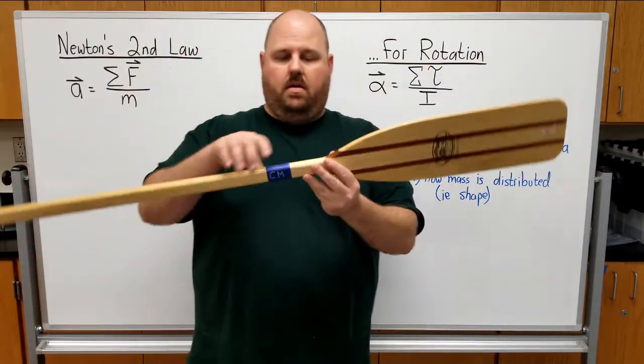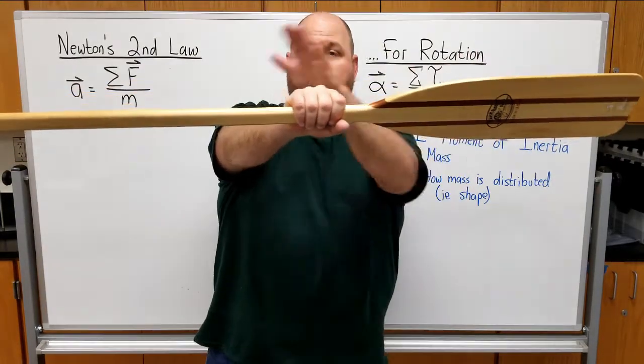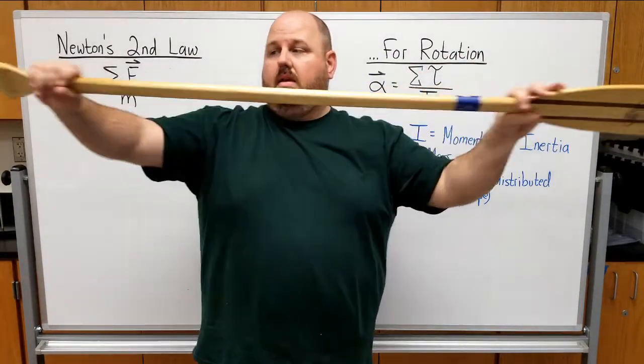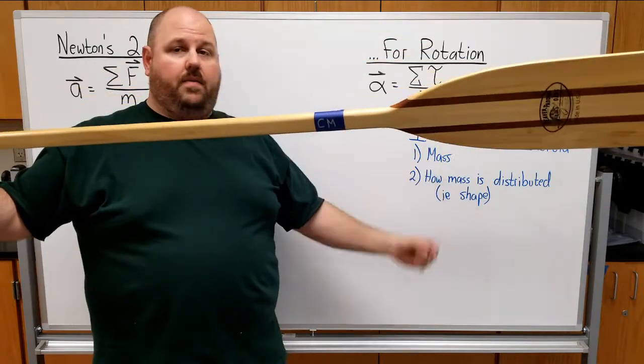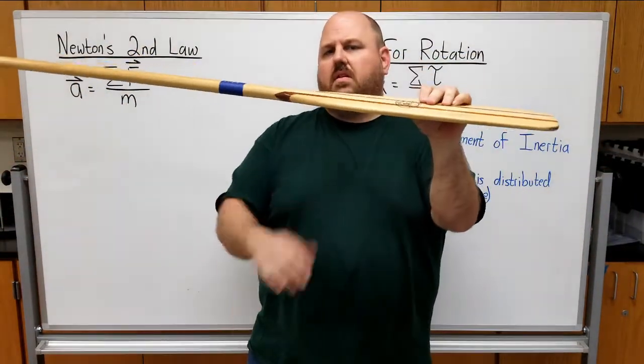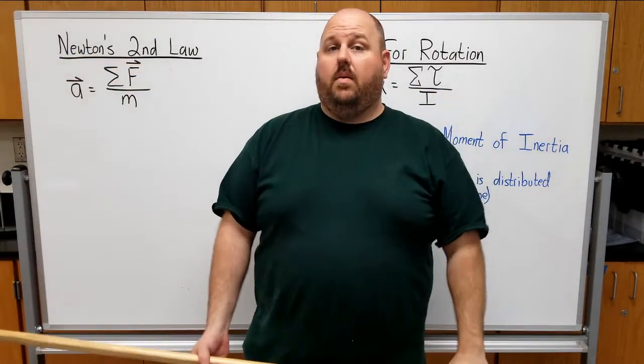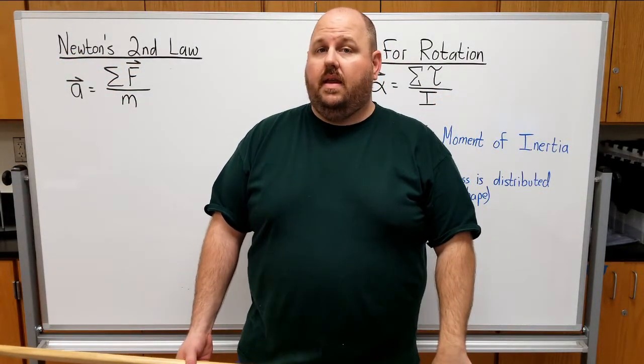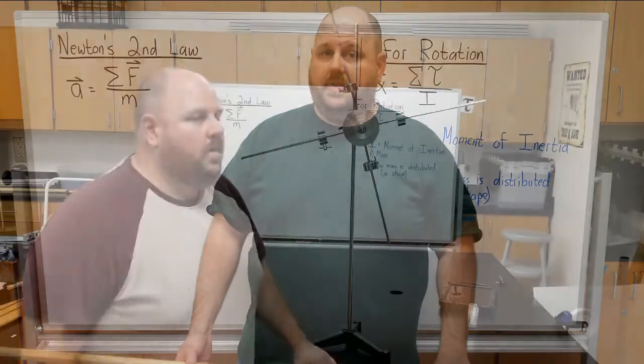So here, the mass is relatively evenly distributed on both sides. Here, there's a lot of mass far away from the pivot point. I grab it here, there's a lot of mass, but it's relatively close to the pivot point. So play around with that and experience moment of inertia for yourself.